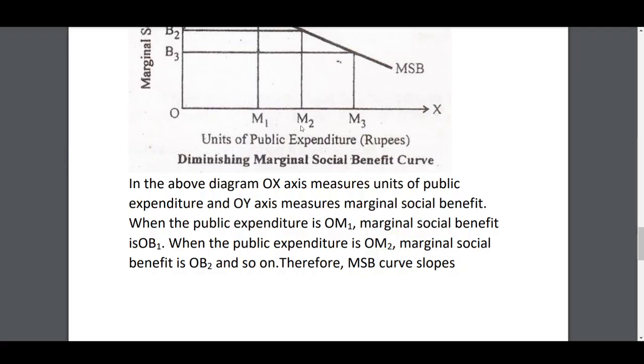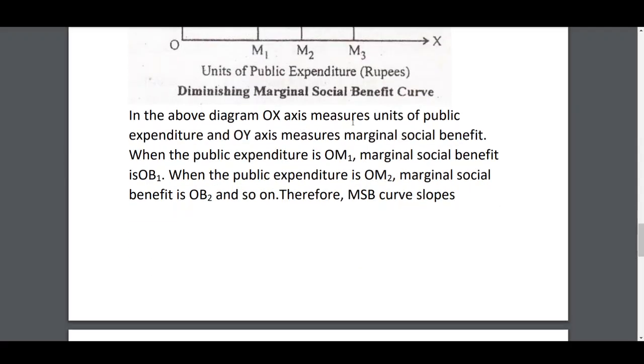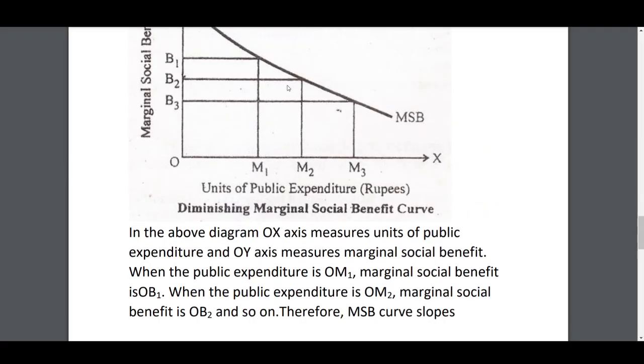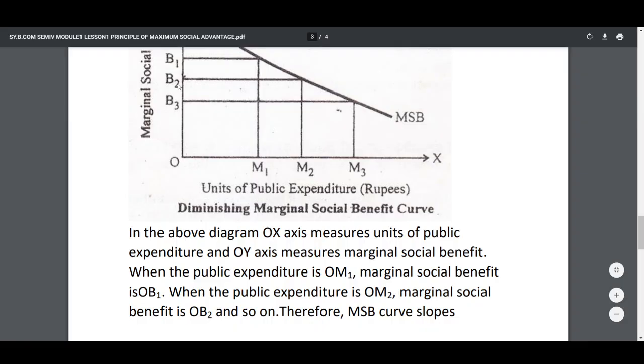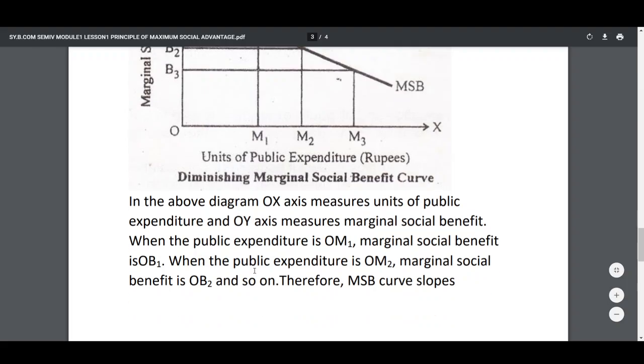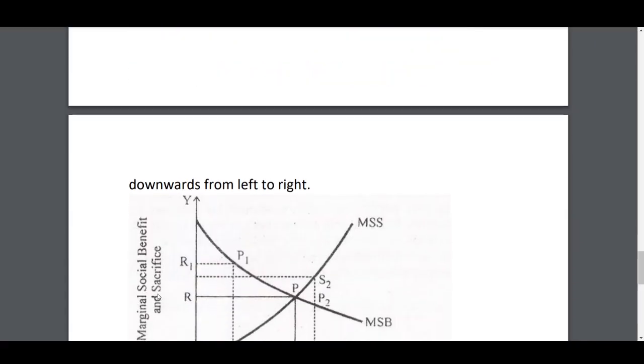OM1 to OM2 and OM3, and what happens to MSB? OB1 to OB2 and from OB2 to OB3. This side is increasing and this one is decreasing. Therefore, the MSB curve slopes downwards from left to right. So these are the two separate diagrams, MSS and MSB.